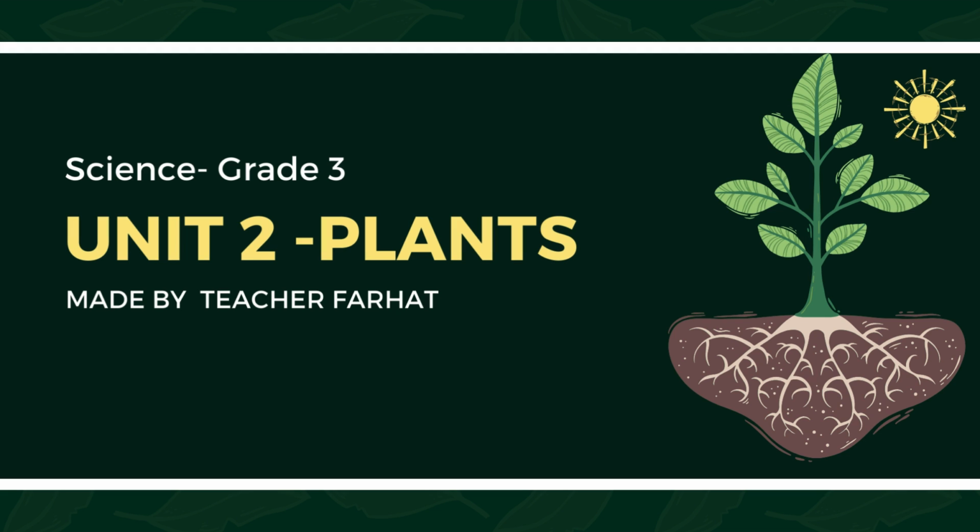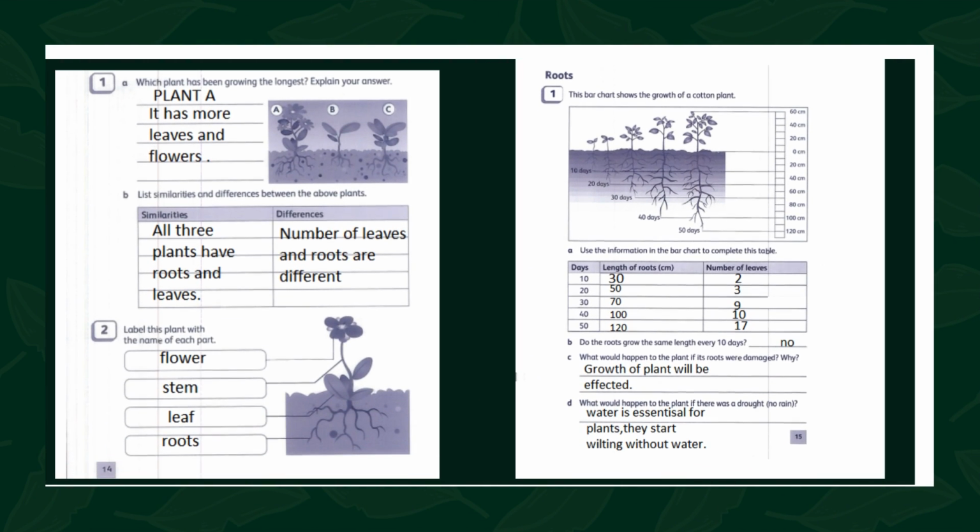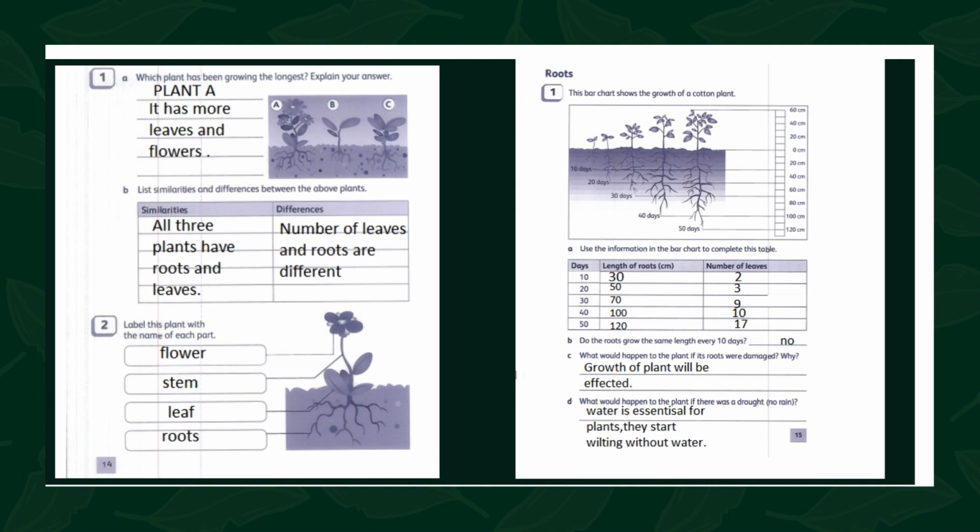The name of this unit is Plants. Now, page number 14. Which plant has been growing the longest? Explain your answer. You can see plant A. It has more leaves and flowers. Now, B. List the similarities and differences between the plants.